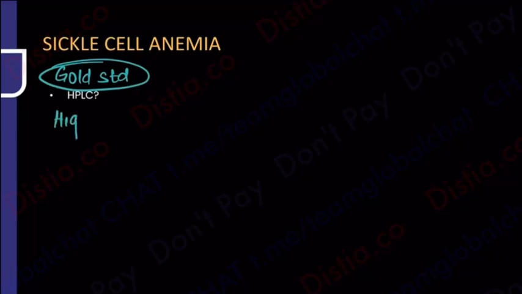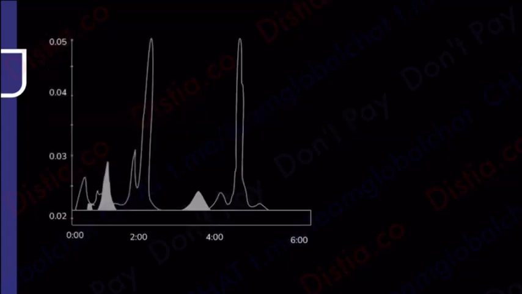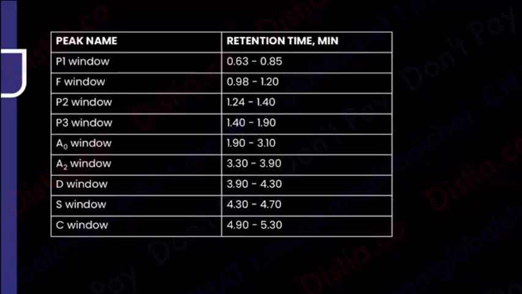It is high pressure liquid chromatography. I'll show you how a high pressure liquid chromatography graph looks. This is exactly how it looks. So you will realize that there are peaks of hemoglobin that are seen. Different hemoglobins, adult hemoglobin, sickle, they come at peaks. And these peaks are at different times. So these are said to be the retention times.